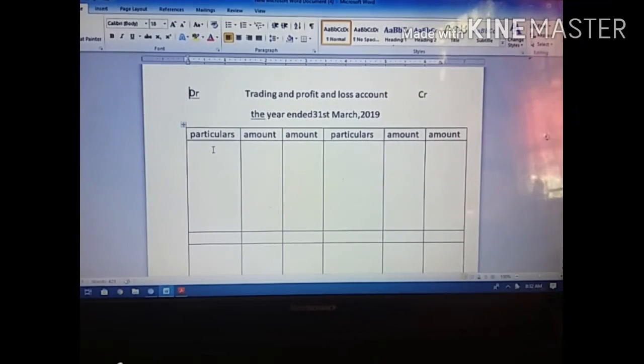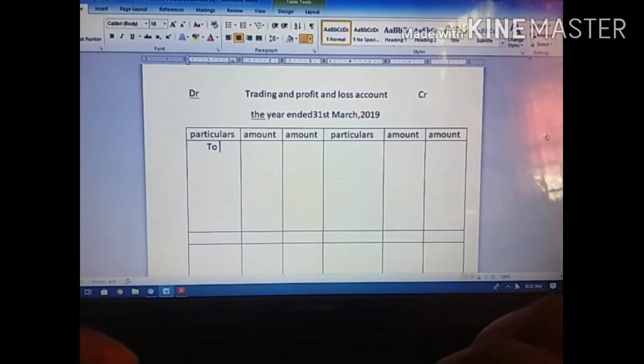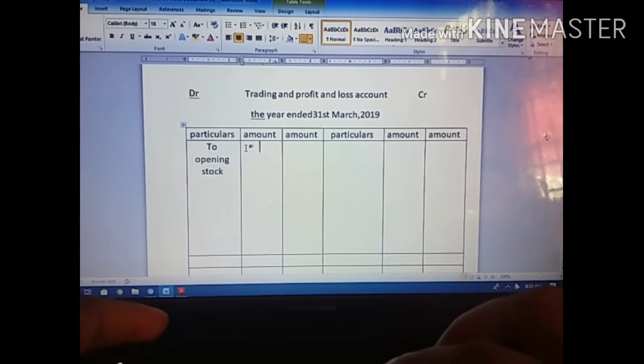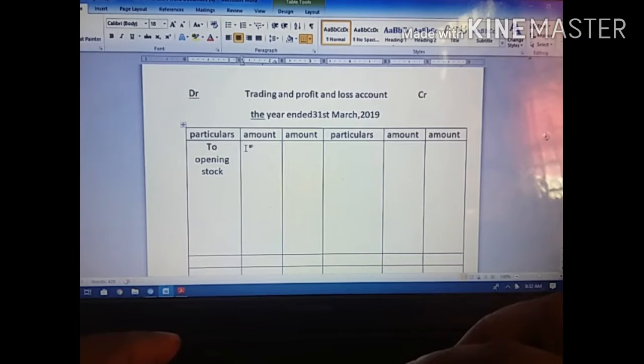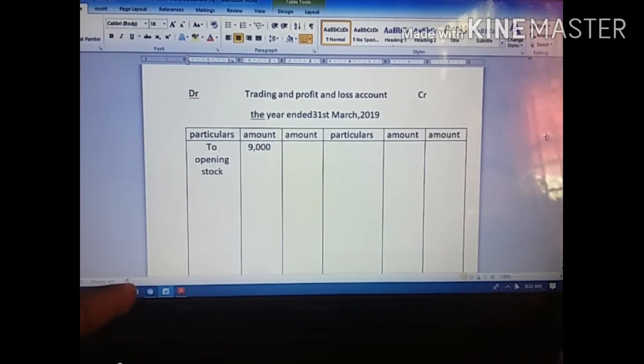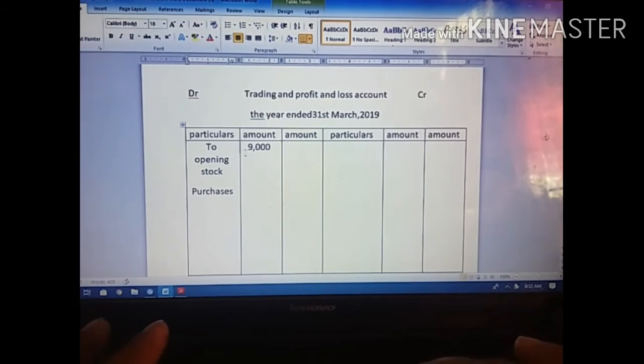In trading, first you have to write "To opening stock". How much is the opening stock? They have given 9,000 in your problem, so I have to take the opening stock. Then after the opening stock, the purchase. We have purchase and purchase return. Sorry, opening stock is only one amount.